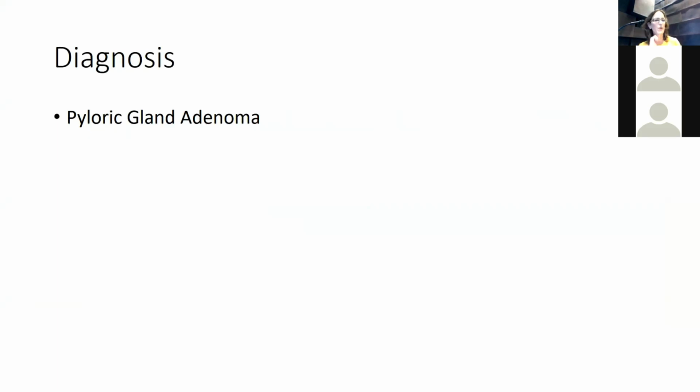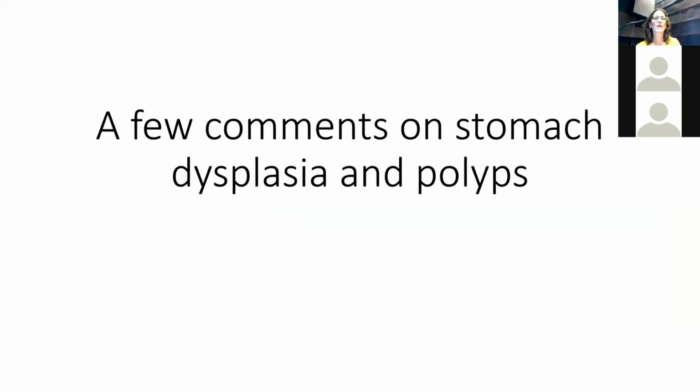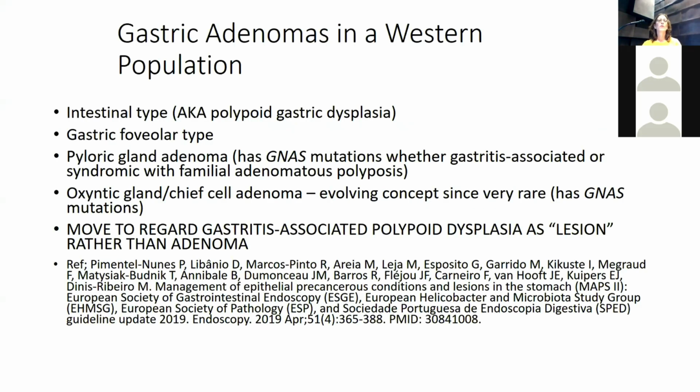And this is, of course, a pyloric gland adenoma. And let's close with a few comments on stomach dysplasia and polyps. So if we look at gastric, we'll call them adenomas for now, in a Western population, we tend to see intestinal type adenomas. You could also call them polypoid gastric dysplasia with intestinal differentiation.